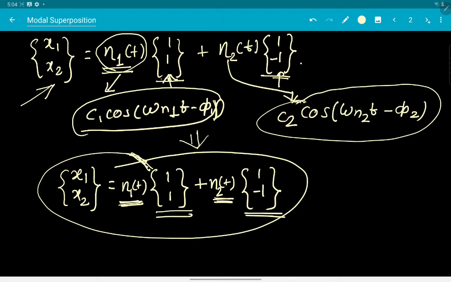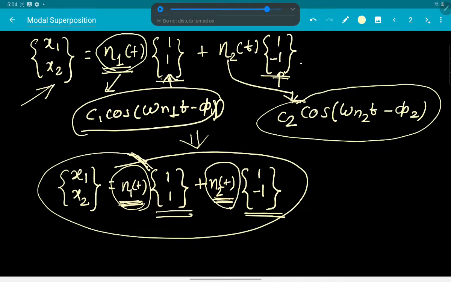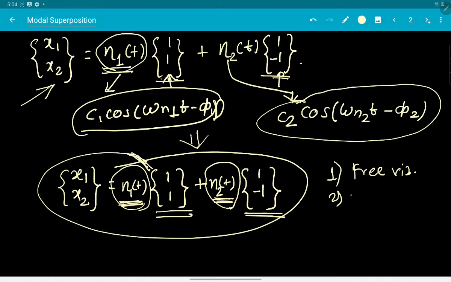Mode shapes we already have determined. Now what we have to do is find out the appropriate combination of these mode shapes at each time. This combination coefficient varies with time, and that variation is something that we are going to obtain now as part of the solution method. So the first thing that we'll be doing is solving the free vibration problem, then we'll be finding out mode shapes and natural frequencies.